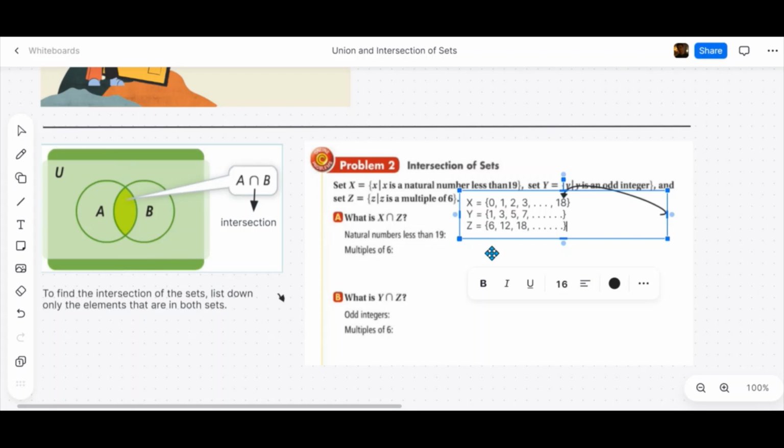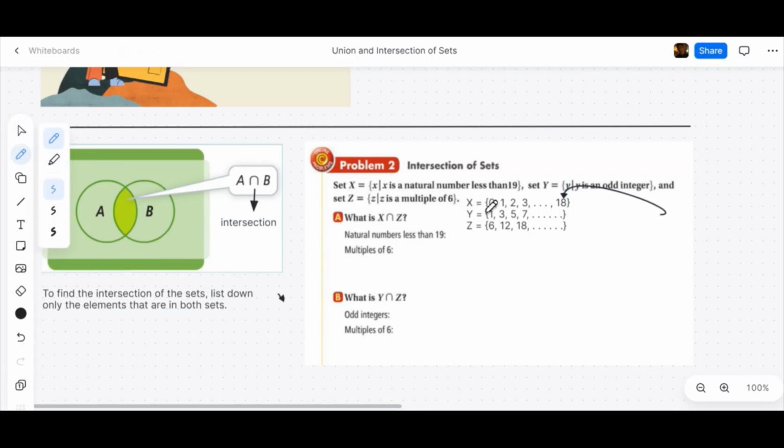Problem A says, what is X intersection Z? In this case, we only have to make use of set X and set Z, and we need to get their common elements.